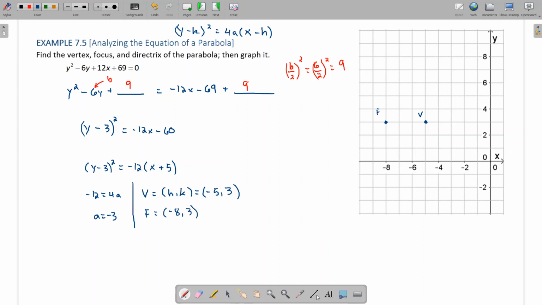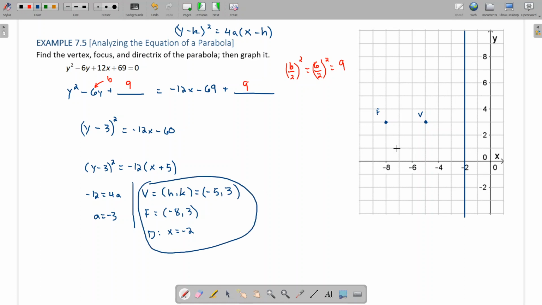And the directrix, then, we can go ahead and put that in. It's going to be vertical, and it should be 3 units back from the vertex. So the directrix has the equation x equals -2. All right, so we have those 3 things that it asked for.